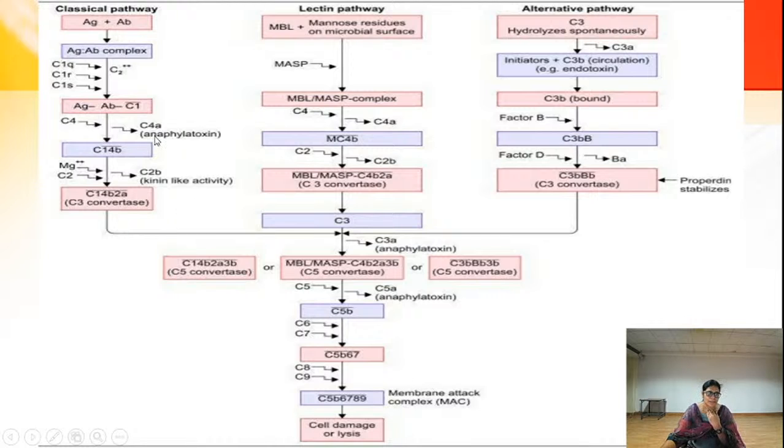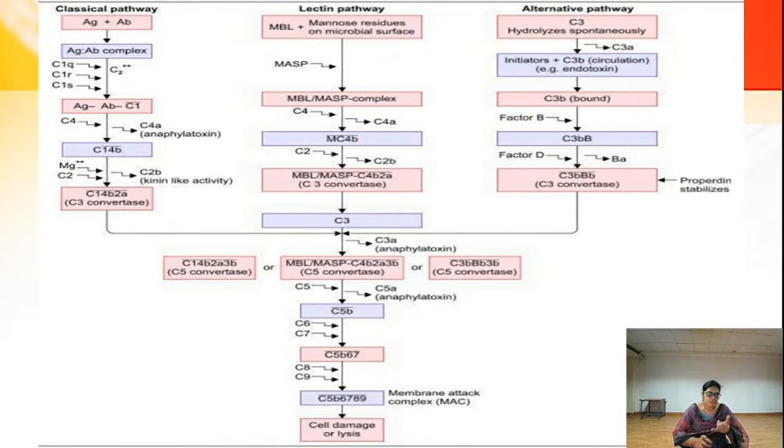So 4 is jumping to the front. It wants to come first. So the first one is C4. After C1 is C4. C4b is the active part which binds, and the C4a which is released acts as an anaphylatoxin or the opsonin, you know that.